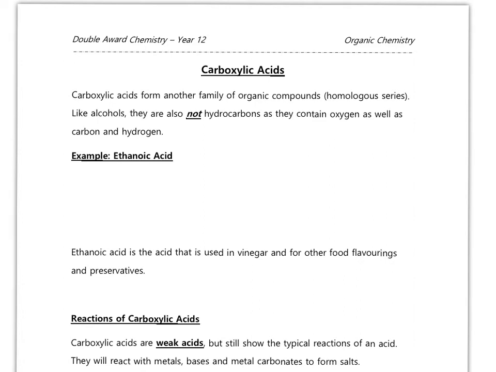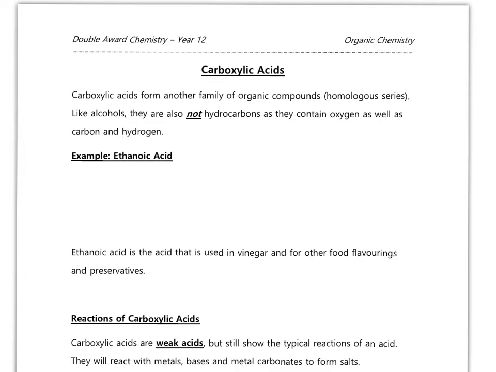So next we're going to look at carboxylic acids, which is the final family of organic compounds that we need to look at. Again, they fit this definition of homologous series in that they're a family of organic compounds that contain the same functional group, show similar chemical properties, show a gradation of physical properties, and differ by a CH2 unit. And just as with alcohols, you don't need to be able to draw the structure of these, you don't need to be able to recall the formula or the general formula of these.